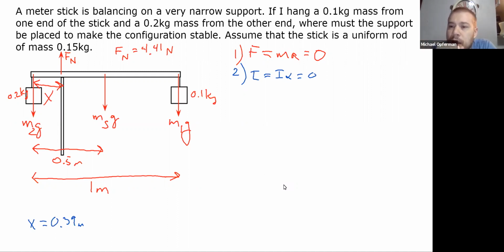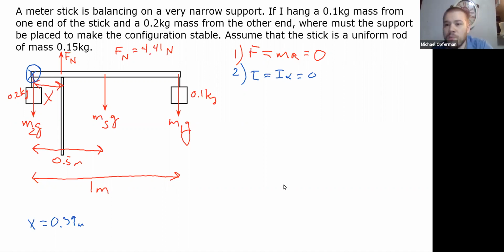I want to show you now that you get the same answer, even if you place your axis of rotation in a different spot. So I'm going to solve exactly the same problem. The F equals MA problem is exactly the same. The only difference this time is that instead of placing the axis at the support, I'm going to place the axis of rotation there at the end of the rod.